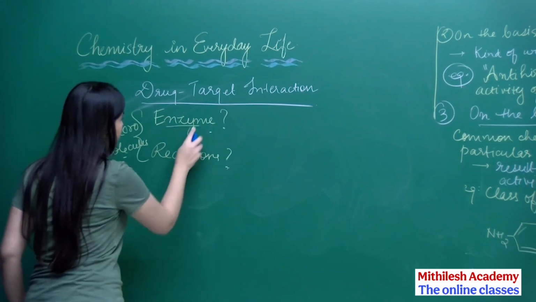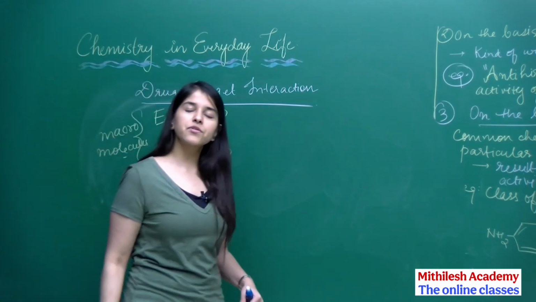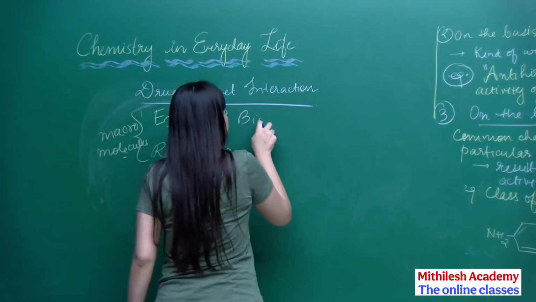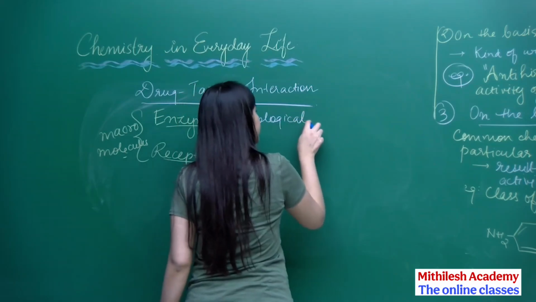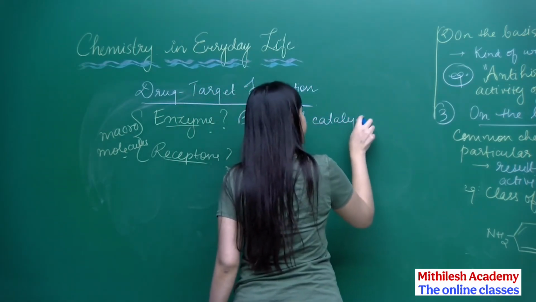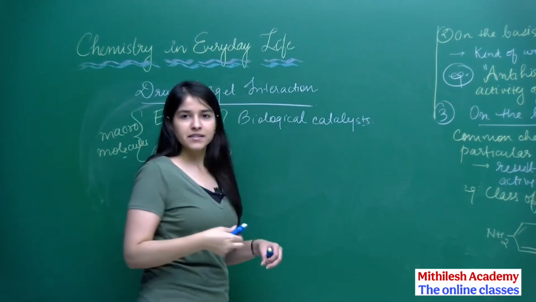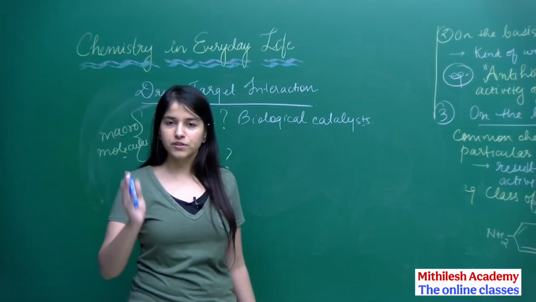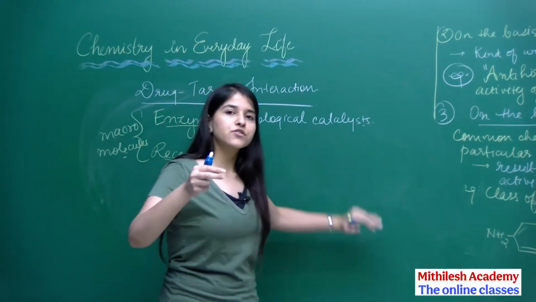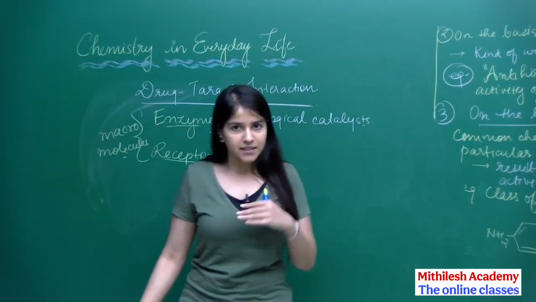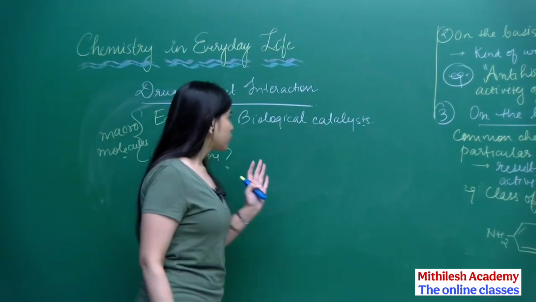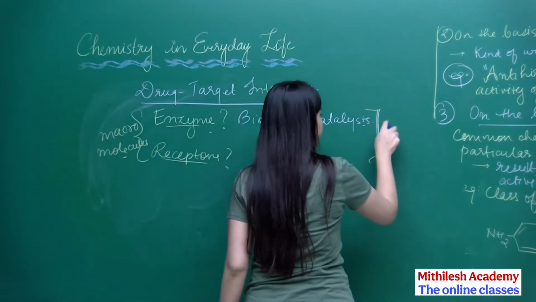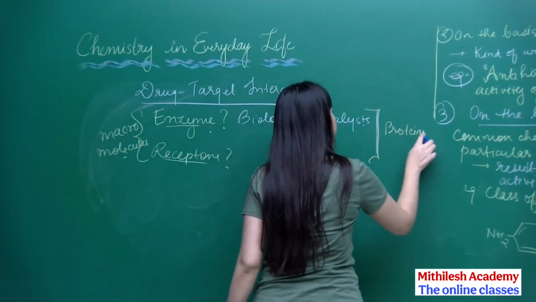So basically, what is an enzyme? What are receptors? Enzymes we all know, they are biological catalysts which make the chemical processes in our body happen. Since catalysts are the ones that lower the activation energy for a chemical reaction, that is how our enzymes work. Enzymes and receptors are both a certain class of proteins.